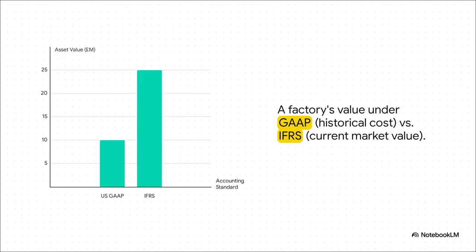Now for a really big one, property, plant, and equipment. This is a game changer. IFRS lets companies revalue big assets, like a factory, to its current market value. So a factory that was built 20 years ago can suddenly look way, way more valuable on the books, which gives a huge boost to both assets and equity. A US company using GAAP, however, has to keep that same factory listed at what they paid for it back in the day, minus depreciation.